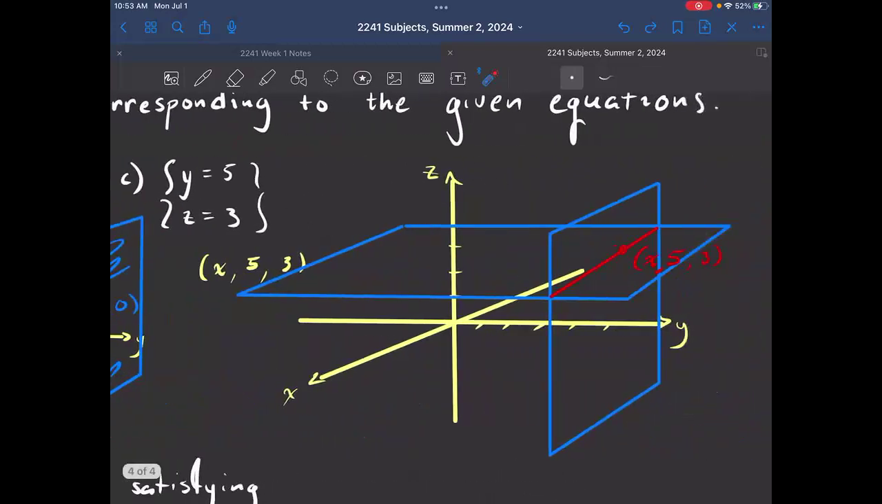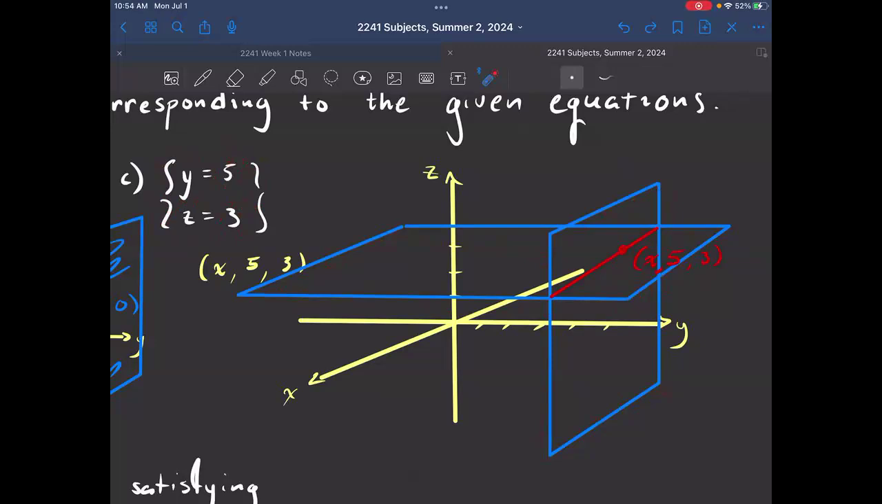Okay, last but not least, we have a set of 2 equations here. And so what we can do is draw the solution sets for each of these equations. So the set of points where y equals 5, we already know what that looks like here. And the set of points where z equals 3, we know what that looks like from part A. And we want all of the points x, y, z where y equals 5 and z equals 3.